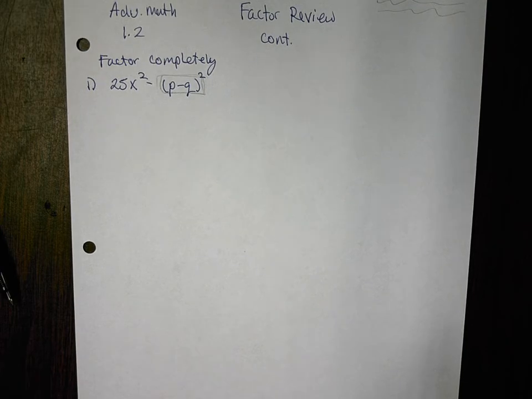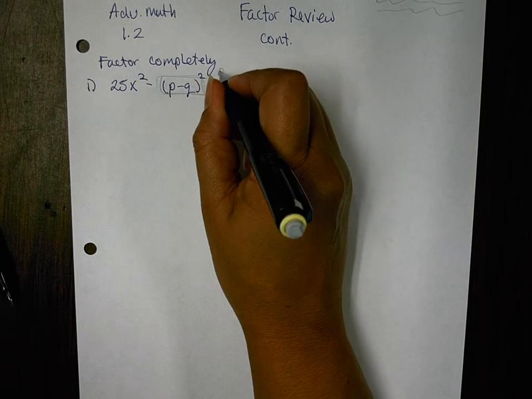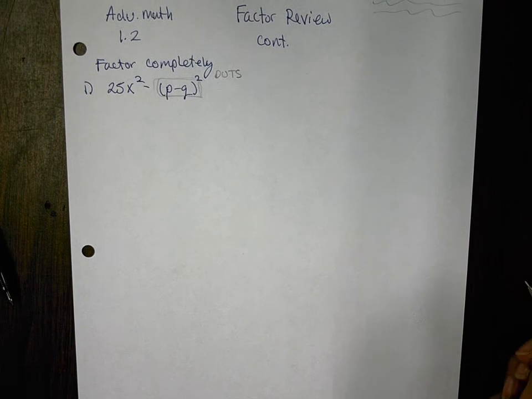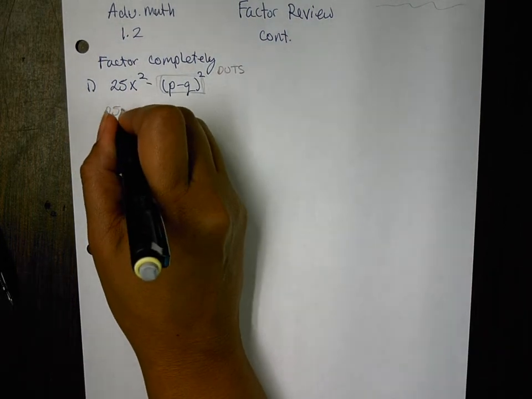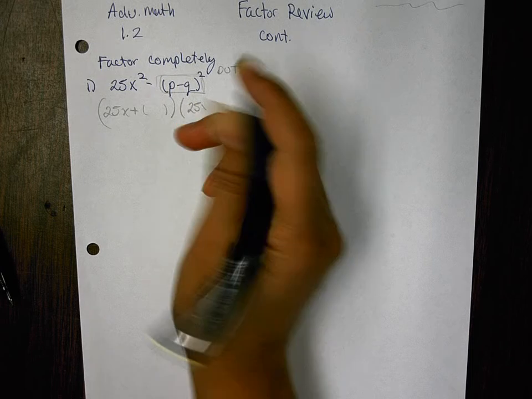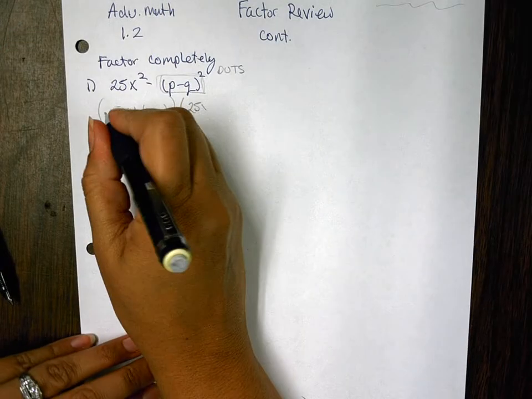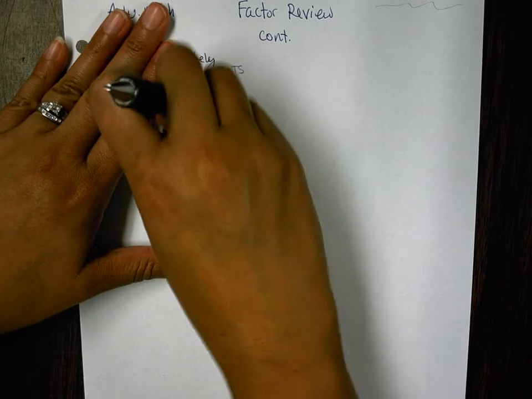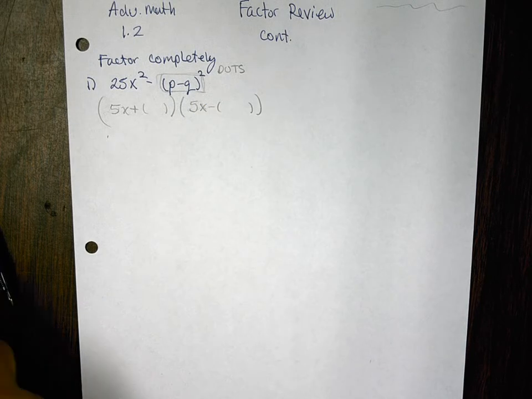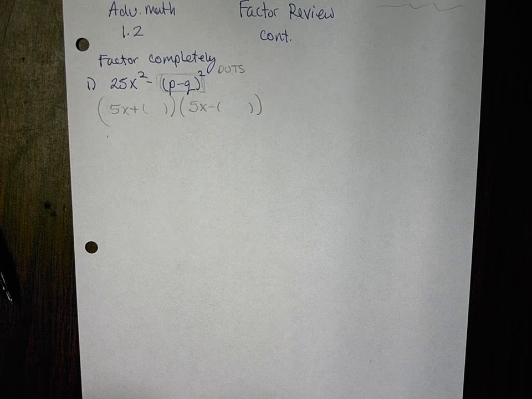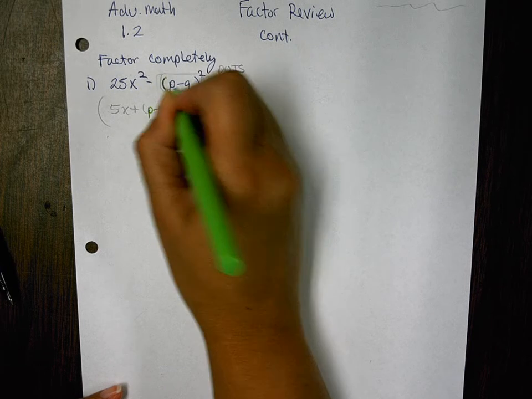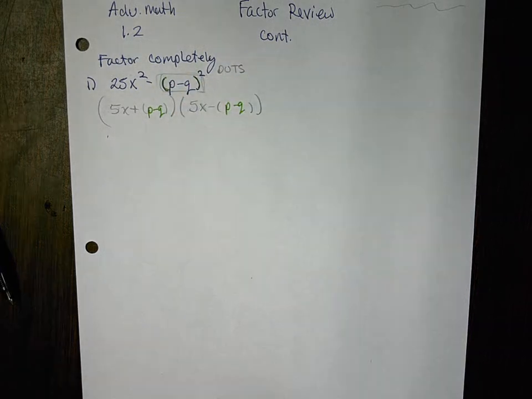So this is difference of two squares. Now if it helps you, you could use substitution. I'll show you in another one how to use substitution. For now, I'm just going to factor (5x plus, in bigger parentheses, (p minus q)), sorry, that's not 25x, that's 5x, and then (5x minus (p minus q)). Now do you see how that works? 5x plus (p minus q) and 5x minus (p minus q).